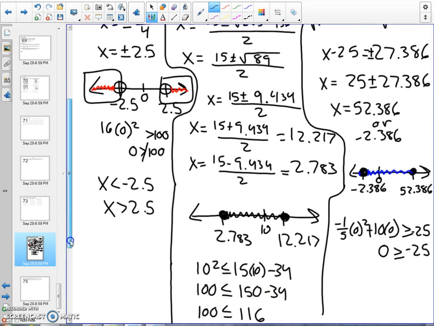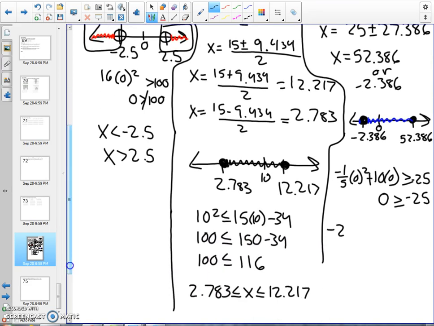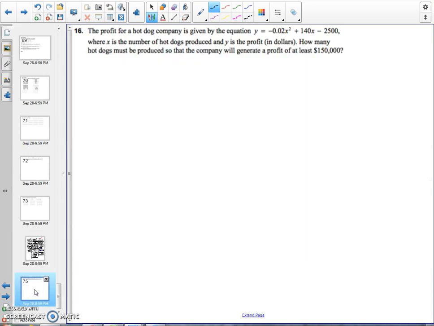So we would write this the same way as we wrote the last one. Negative 2.386 is less than or equal to x is less than or equal to 52.386. So that's another way of saying x can be anywhere between and including those two numbers. Last thing we want to do here, same idea, it's just a word problem. So the profit for a hot dog company is given by the equation, and they give it there to us, where x is the number of hot dogs produced and y is the profit. How many hot dogs must be produced so that the company will generate a profit of at least $150,000?